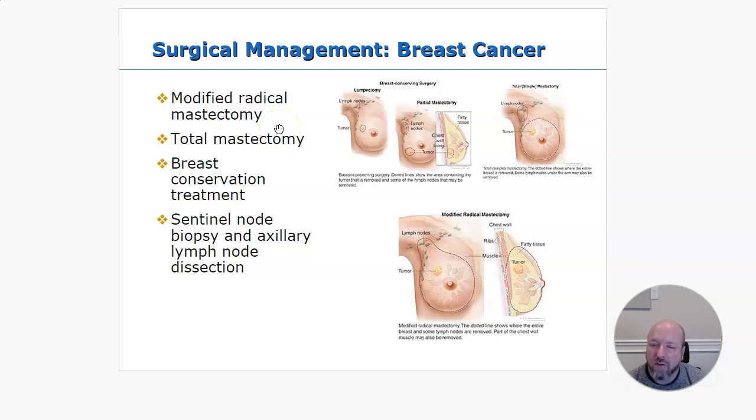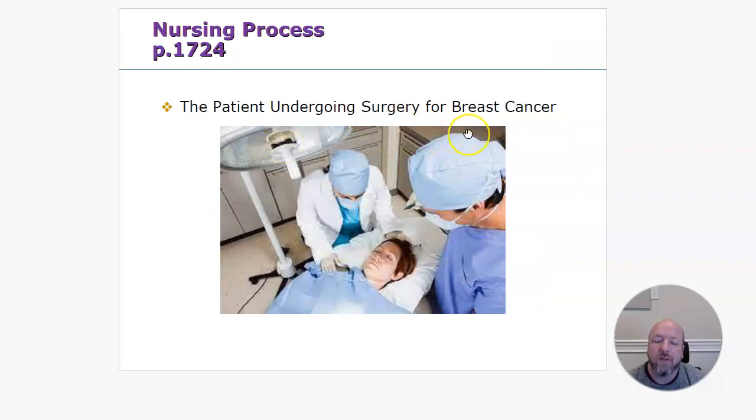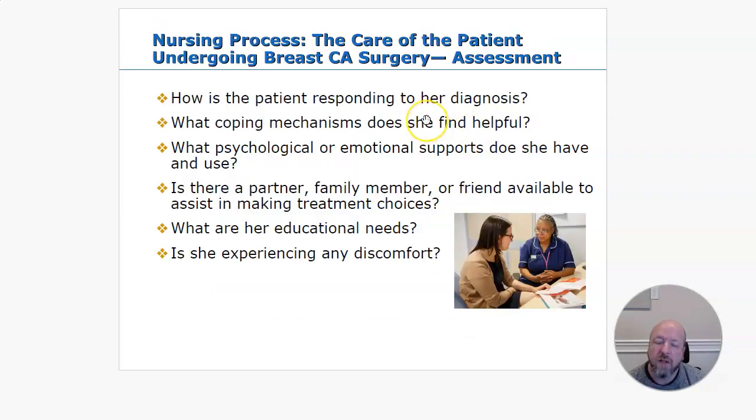Your job as a nurse is not really deciding the surgery, but how to respond to the surgery, right? So more the post-op care. As they undergo the surgery, obviously, that's an OR nurse. That's really not on the NCLEX, not really on our exams.